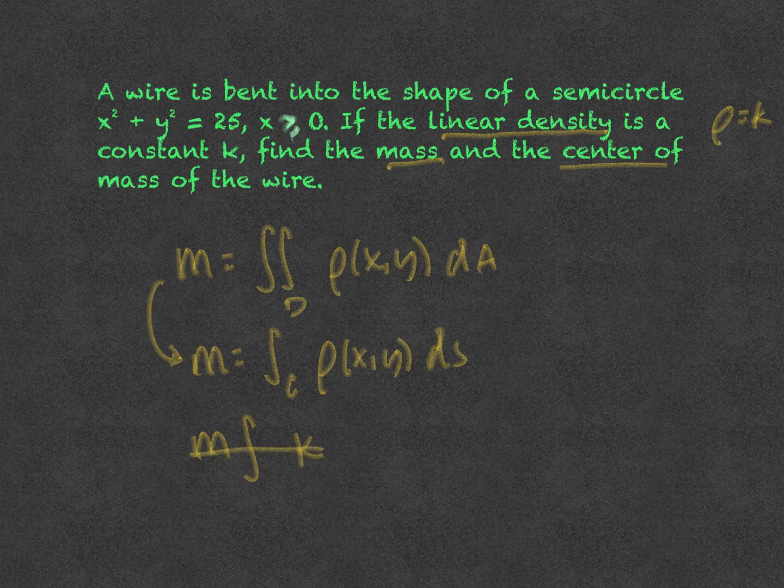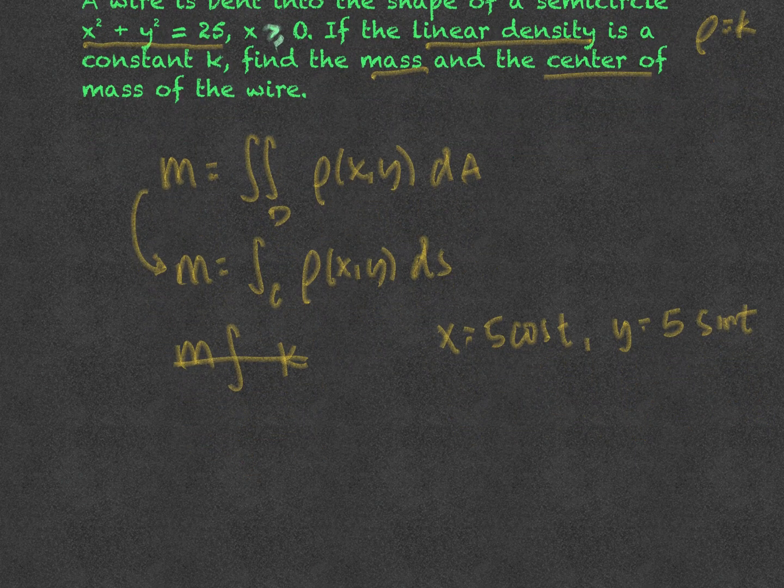Our parametrization: we have x squared plus y squared equals 25, so we know that's a circle. We can say x equals 5 cosine t, and y equals 5 sine t. And x is greater than or equal to 0, which means we're on the right side of the graph, so our bounds for t are negative pi over 2 to positive pi over 2. Now we can go back and do our moment. So our moment is the integral from negative pi over 2 to positive pi over 2.